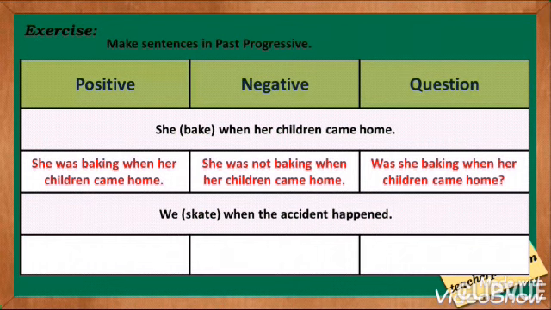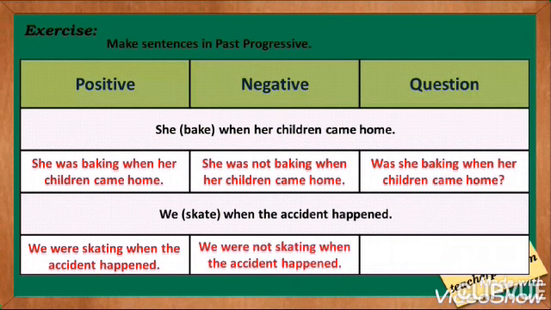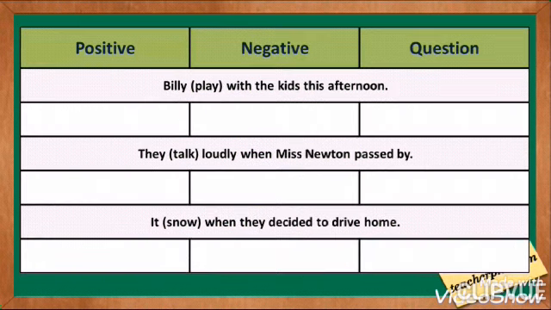The next one, we skate when the accident happened. The past continuous form, or the positive form, will be we were skating when the accident happened, because skate is the long action and the accident happened is the short action that interrupted it. We were not skating when the accident happened. This is the negative form. The question: were we skating when the accident happened?